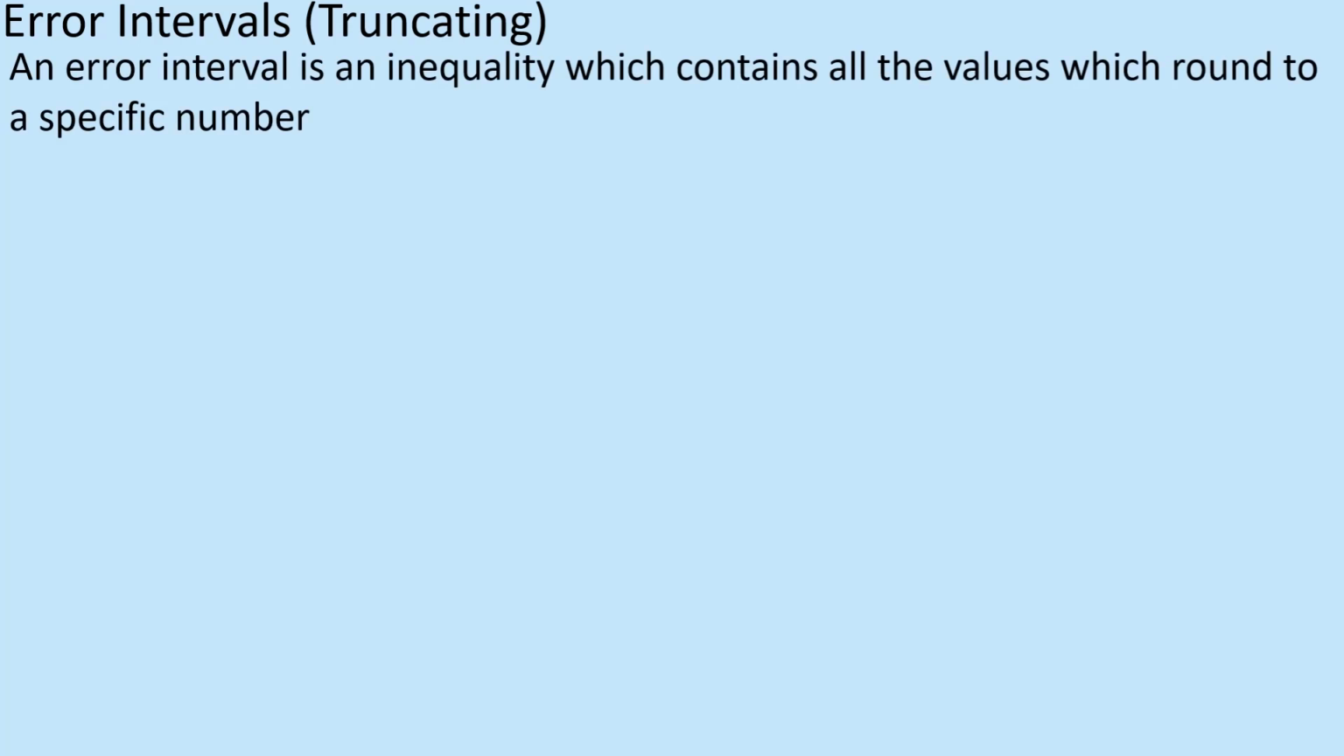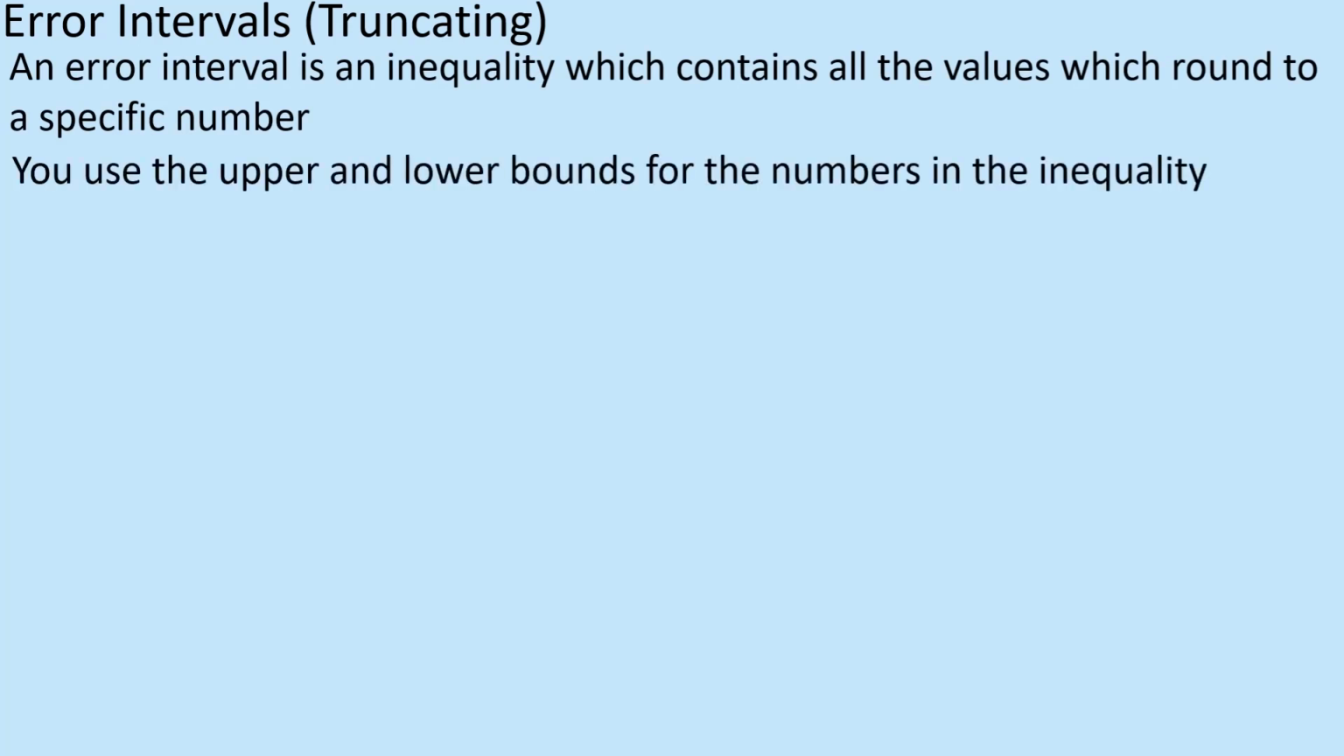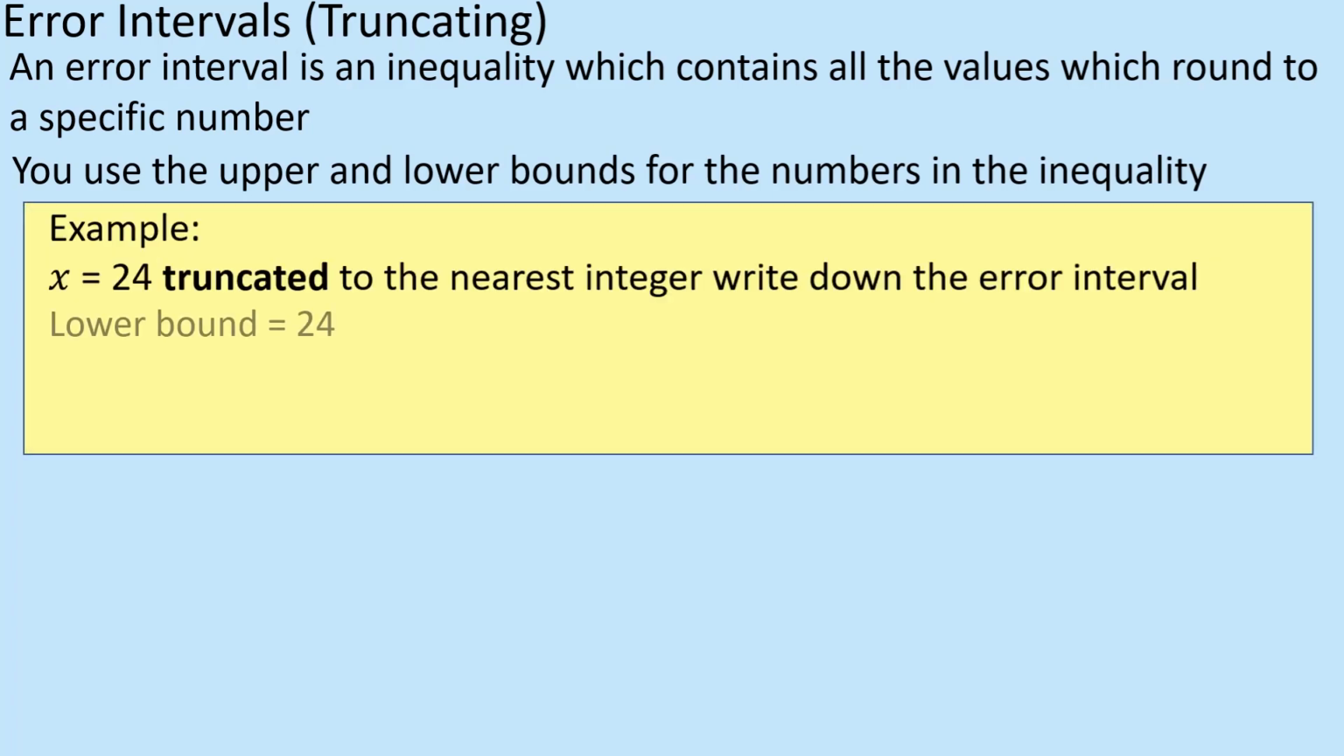So, error intervals by truncating. An error interval is an inequality which contains all the values which round to a specific number, using upper and lower bounds for the number in the inequality. So 24 truncated to the nearest integer, write down the error interval. The lower bound is going to be 24, because remember you never round up or down. So it's going to be 24.